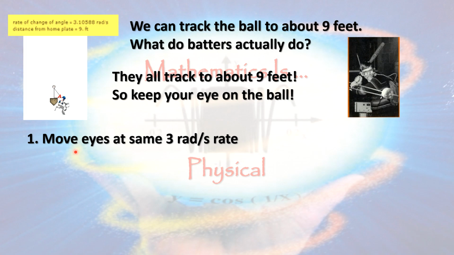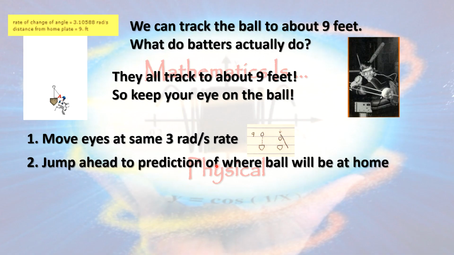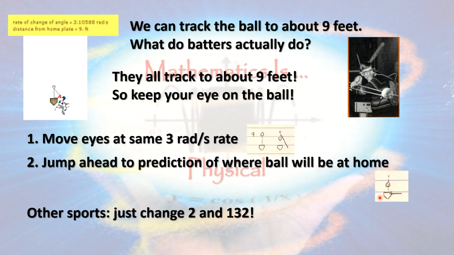Some batters maintained their 3 radians per second rotation, falling behind the ball but keeping a steady eye movement. The more common strategy, though, was to jump their gaze ahead to where they thought the ball would cross home plate. This way they could see the ball and bat contact, or lack thereof, and use that information to improve future predictions.